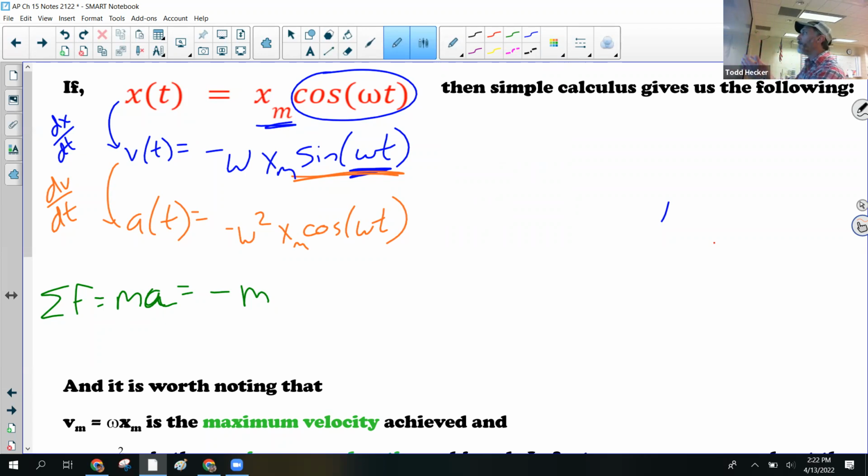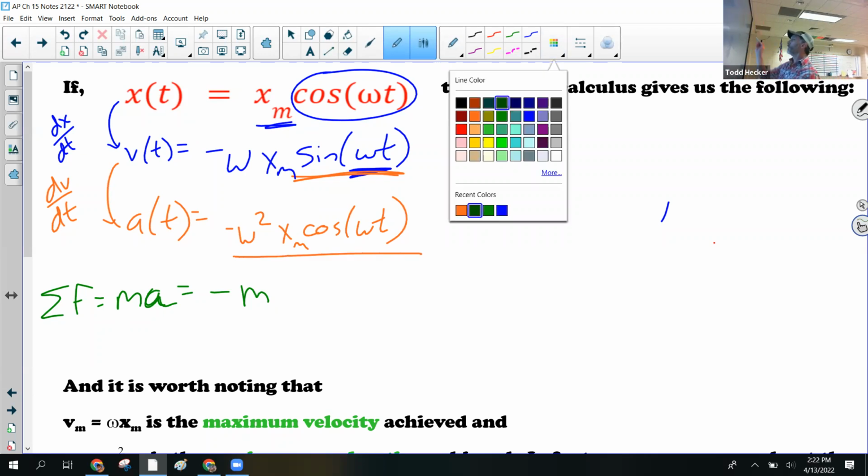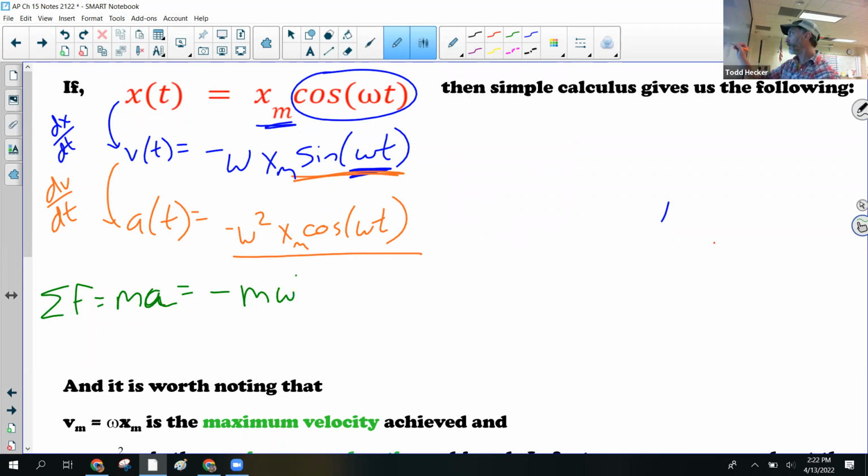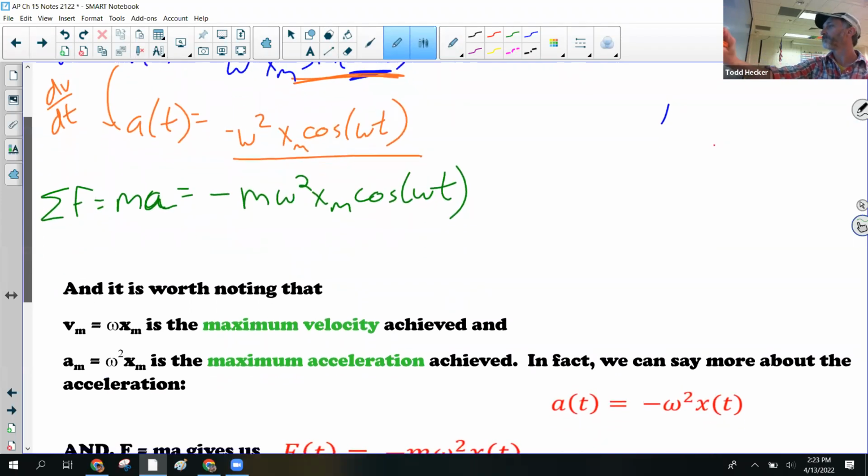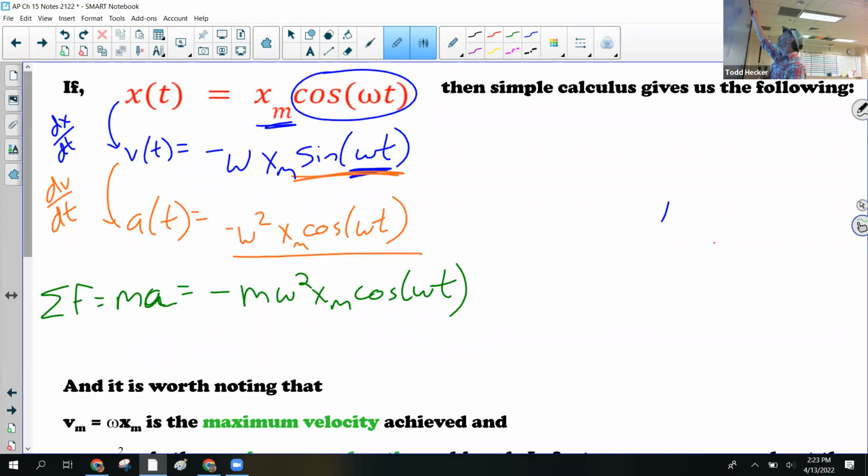So I'm multiplying now by mass to get my force. This is my acceleration, multiply it by mass, that'll get me net force. So that gives you mass times acceleration, which is omega squared xm cosine of omega t. Oh, cool, there's my net force. Cool. So, worth noting, in my original function, my maximum position is xm because I'm multiplying cosine by xm.